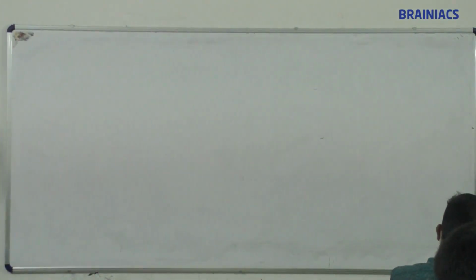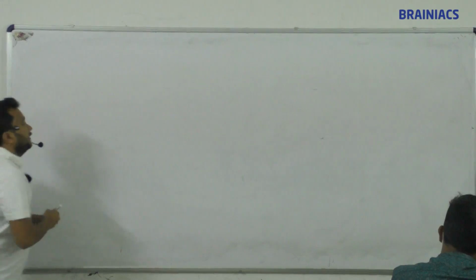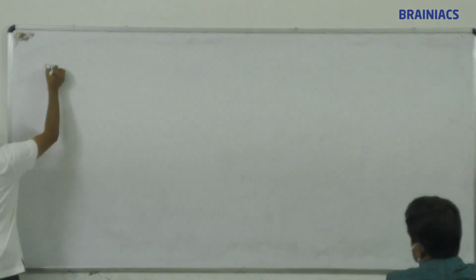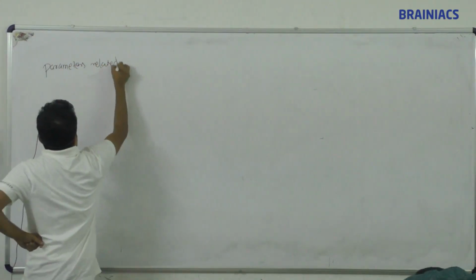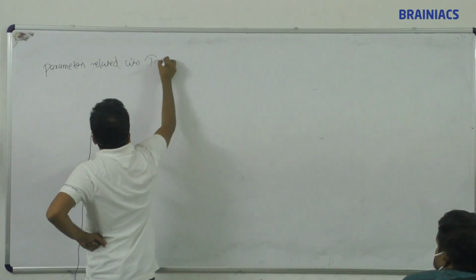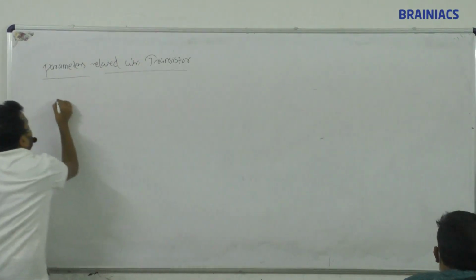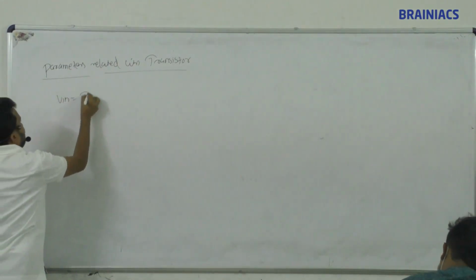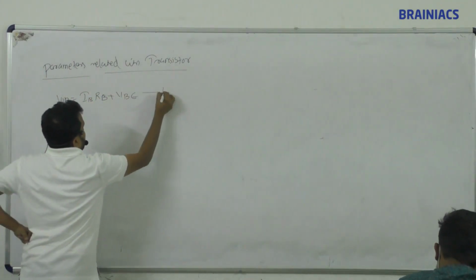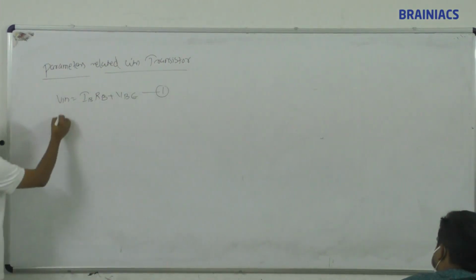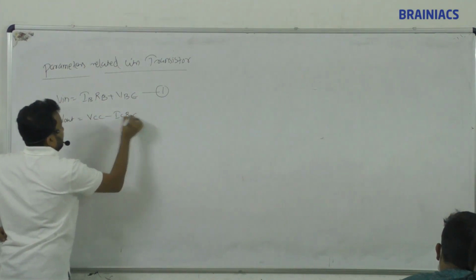First one, in the last class we have drawn one circuit diagram, right? V in, V out equations we have written. What is the V in equation which we have written last? If I remember correctly, V in equal to IB RB plus VBE, right? Equation number 1. This is the input equation. What is the output equation? V out equal to VCC minus IC into RC.